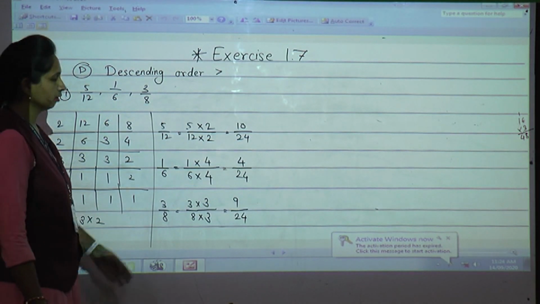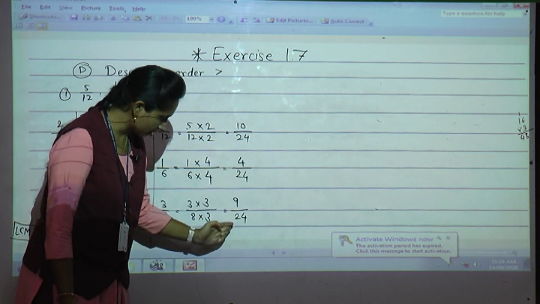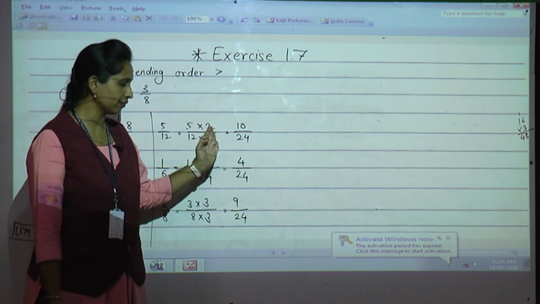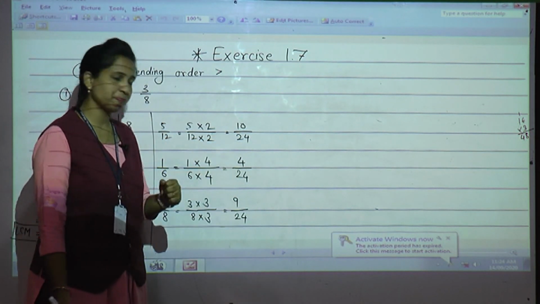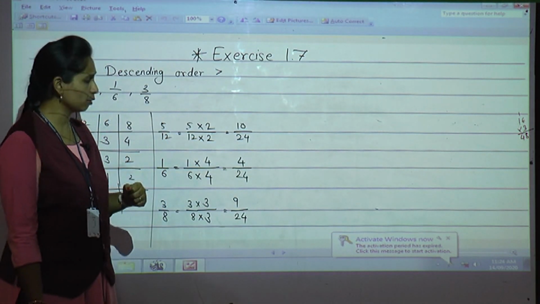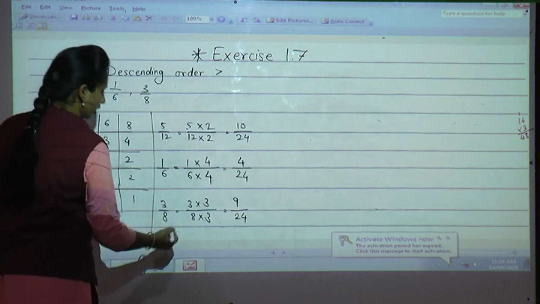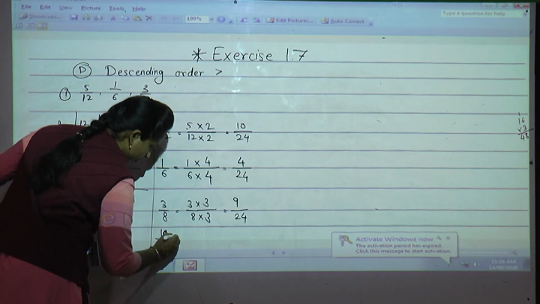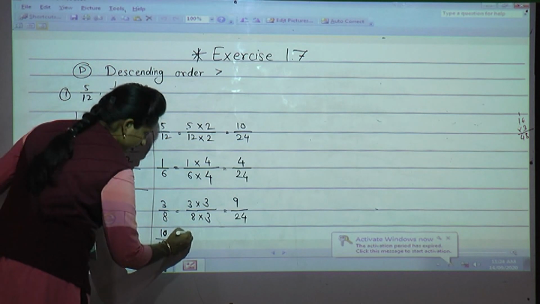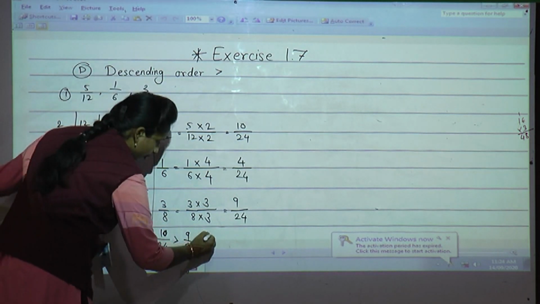Now compare. Now descending order. Now we got denominators the same, means like fractions. We have converted fractions into like fractions. Now the denominators are the same, so it is very easy to compare. Now tell me which is greater, 10, 4, 9? Of course 10. So write here 10 upon 24 is greater. The next is 9 upon 24 is greater than 4 upon 24.